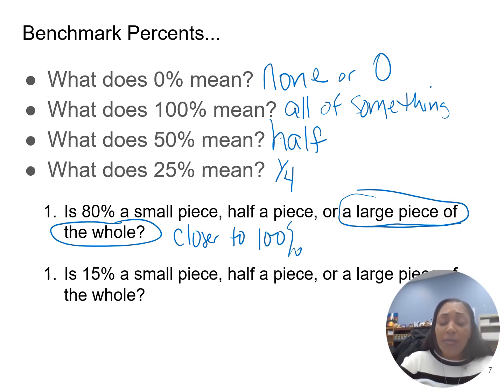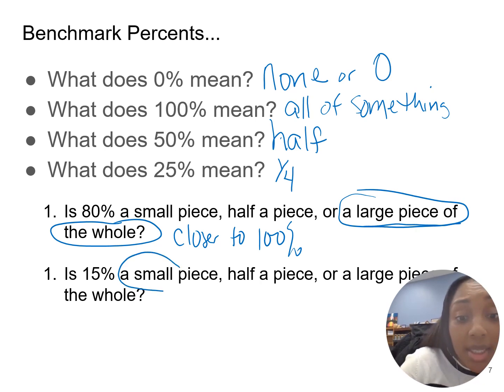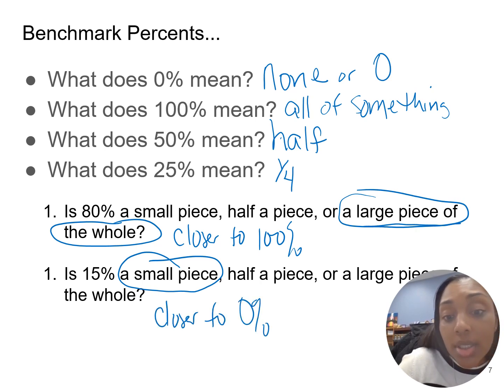The next one says, is 15% a small piece, half a piece, or a large piece of the whole? So if I told you that you can get 15% of my sandwich, am I offering you just a small piece of my sandwich? Am I offering you half of my sandwich? Or am I offering you a large piece? And so we got to be thinking about, am I closer to 0, which is none, or am I closer to 100, which is the whole sandwich? Well, 15% is closer to 0, which means it would be a small piece because it's closer to 0%.